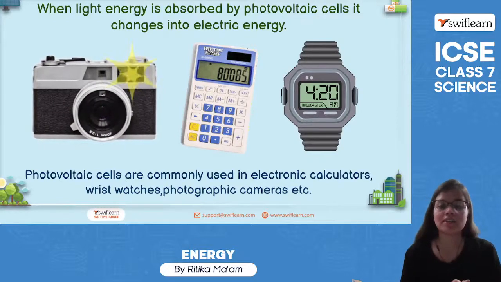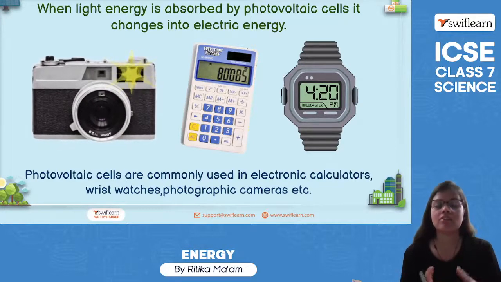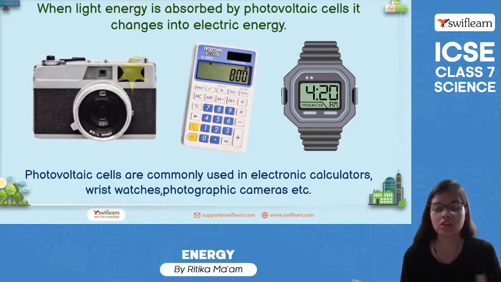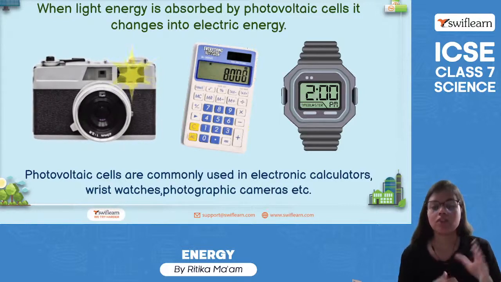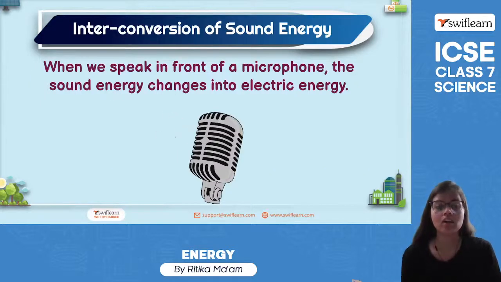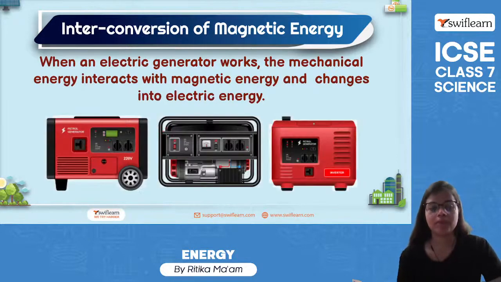Talking about photovoltaic cells, whenever light energy is absorbed by photovoltaic cells, it is changing to electrical energy. Now where do we use these photovoltaic cells? We are using them in calculators, watches, photographic cameras, etc. So again here light energy is changing into electric energy. Now talking about interconversion of sound energy. When we speak in front of a microphone, the sound energy is changing into electrical energy. So again here sound energy is changing itself to electric energy.